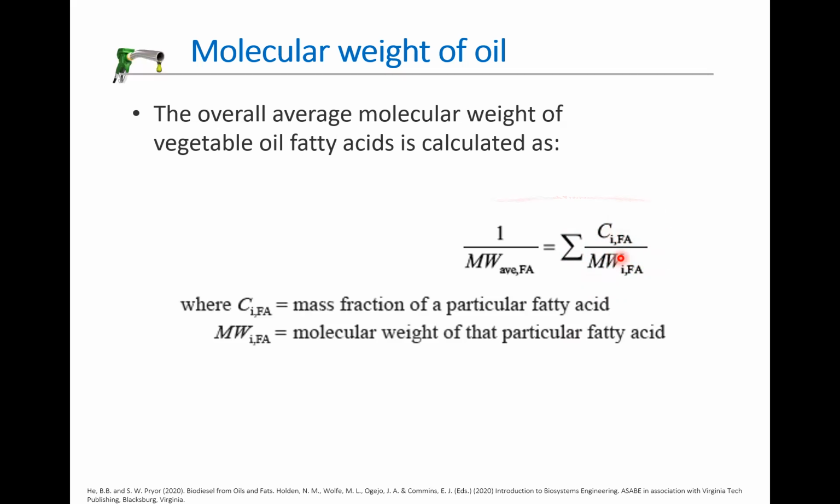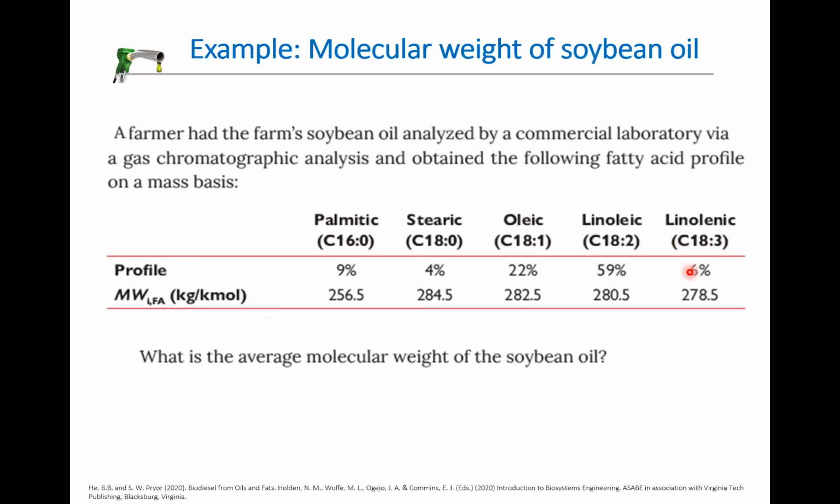So basically, the mass fraction of fatty acid 1 divided by its molecular weight plus the mass fraction of fatty acid 2 divided by its molecular weight, and so on and so forth until we get to the total number of fatty acid types in the oil sample. Okay, how to do this?